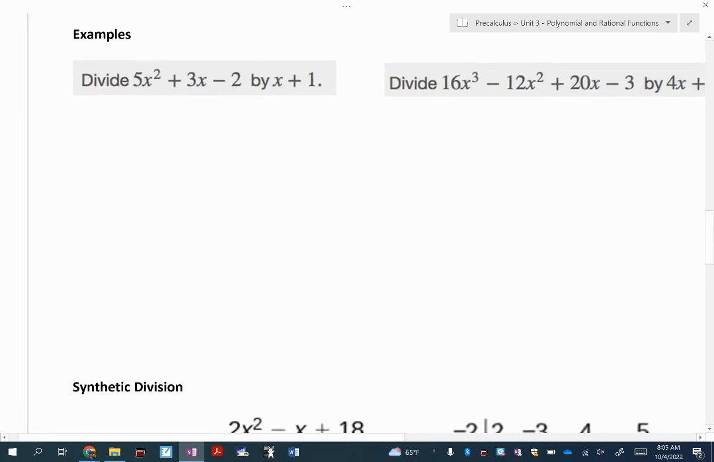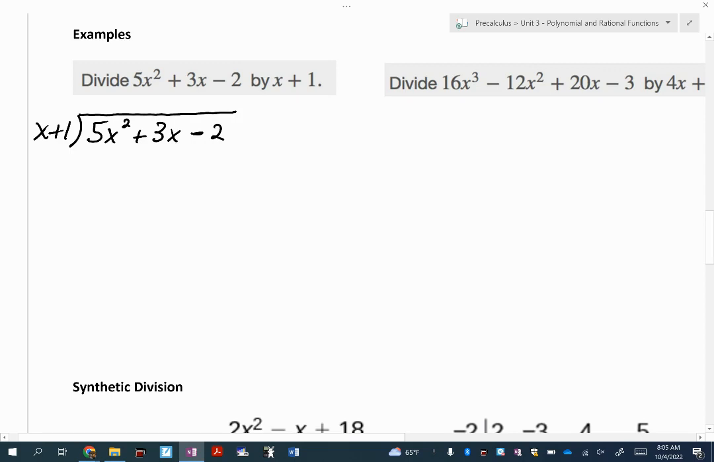Because as it says in the name, it is a longer process than the synthetic division we're going to do. So x plus 1 is my divisor. Inside, I'm going to write 5x squared plus 3x minus 2. All right, so same process.